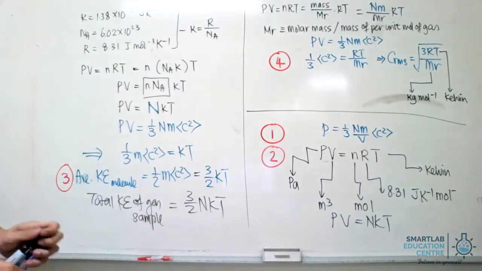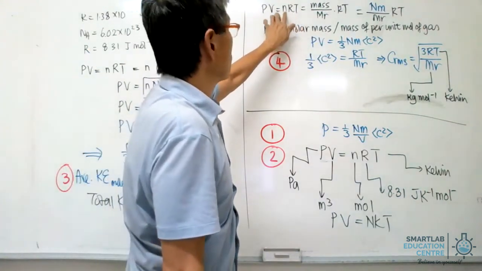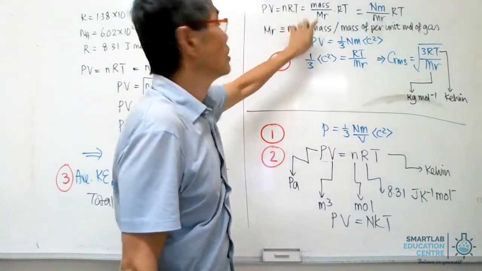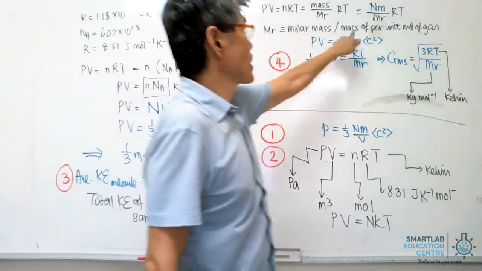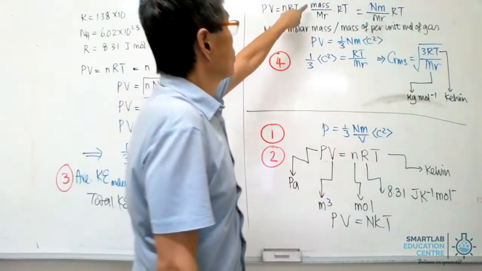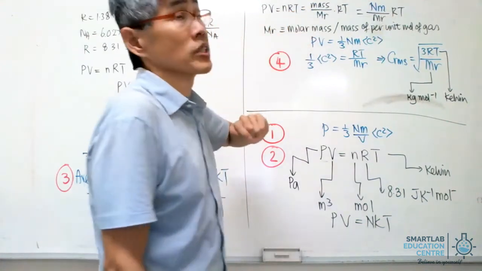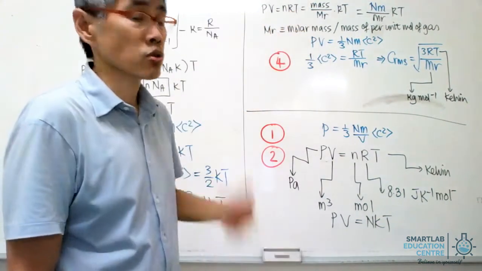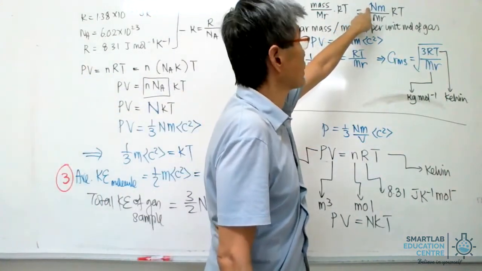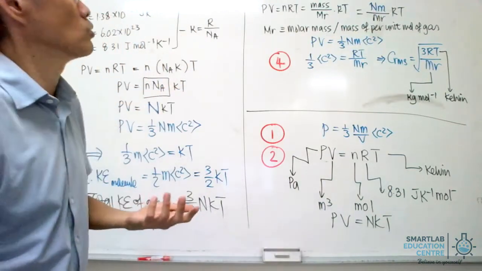Finally, for our last set of formulae, we could also express PV equal to nRT, whereby the number of moles can be expressed as mass divided by molar mass. What is molar mass? Molar mass is the mass per unit mole of gas. So if you take the mass of a sample divided by Mr, that will give you the number of moles. We could also calculate the total mass of a gas sample by simply multiplying the number of gas molecules by the mass of each molecule.